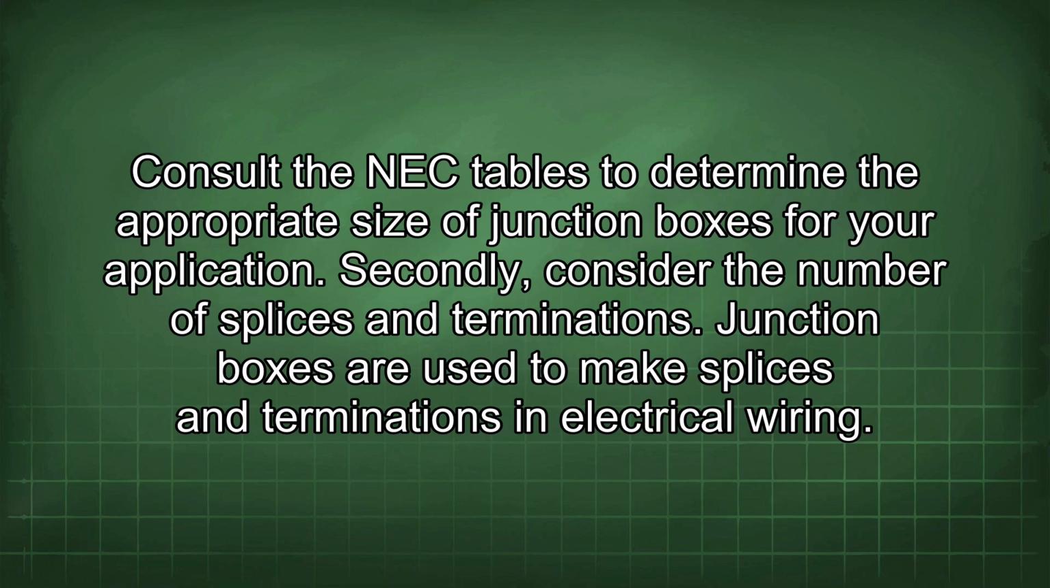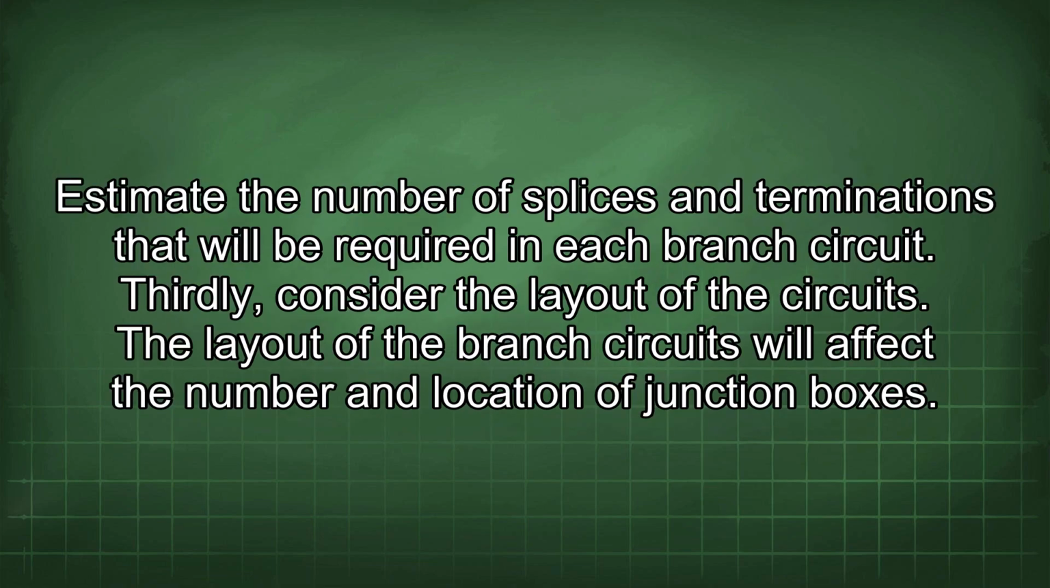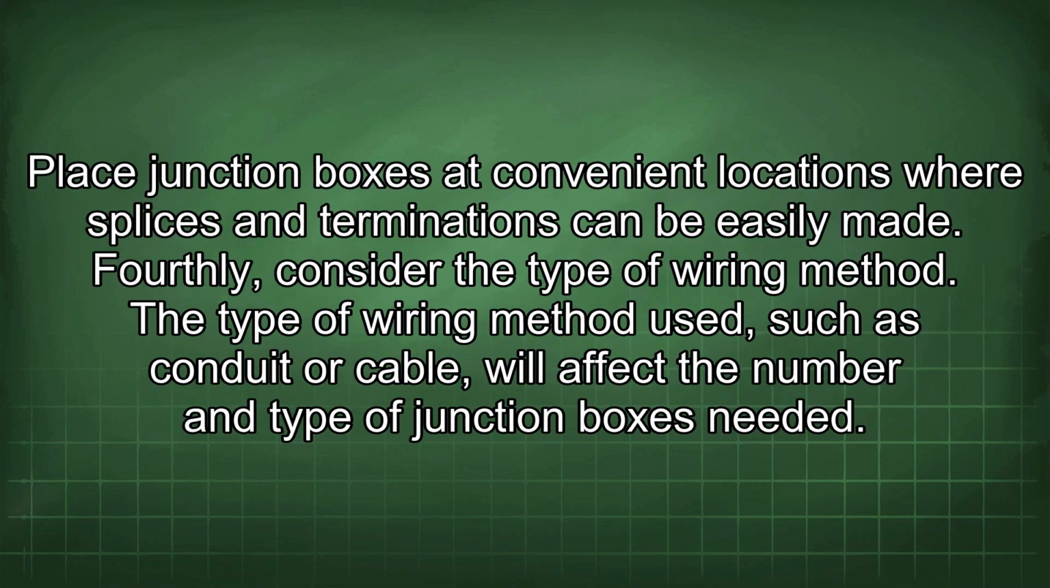Secondly, consider the number of splices and terminations. Junction boxes are used to make splices and terminations in electrical wiring. Estimate the number of splices and terminations that will be required in each branch circuit. Thirdly, consider the layout of the circuits. The layout of the branch circuits will affect the number and location of junction boxes. Place junction boxes at convenient locations where splices and terminations can be easily made.